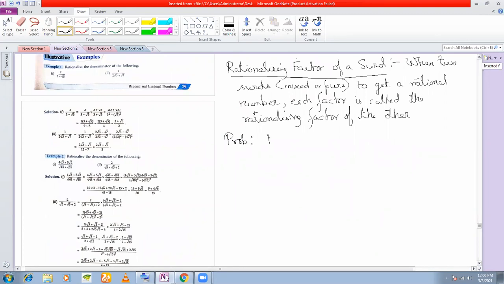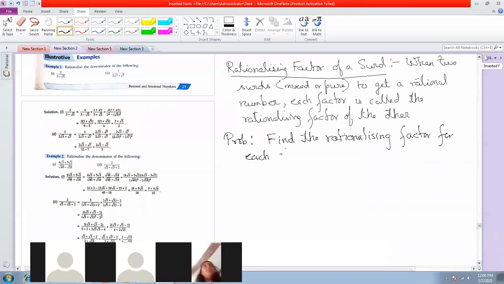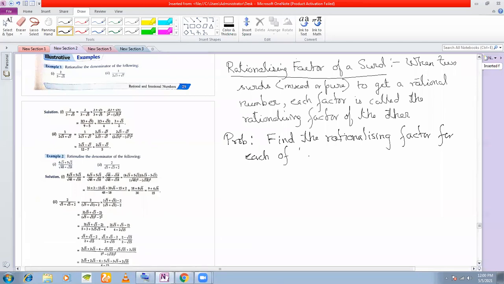Okay. Question is, find the rationalizing factor for each of the given surds. First is, say, root 7.